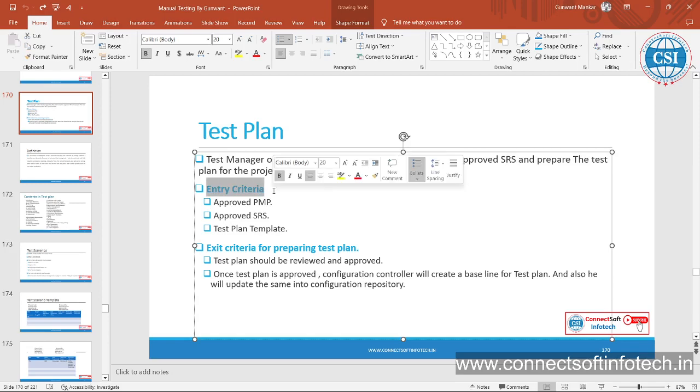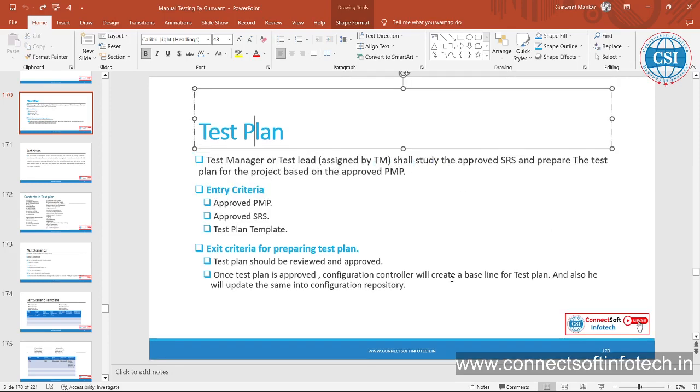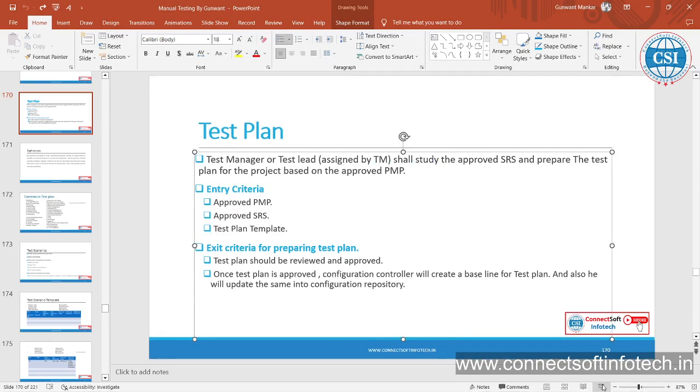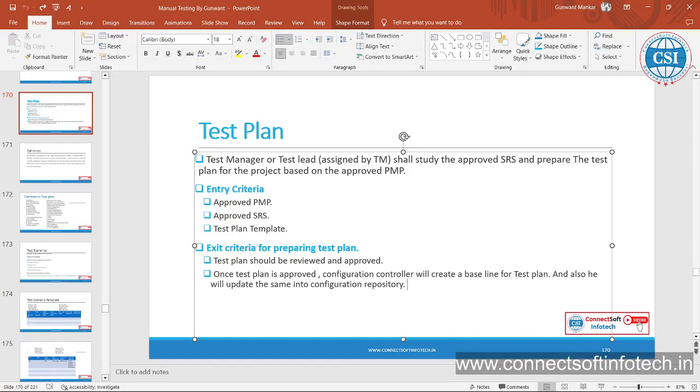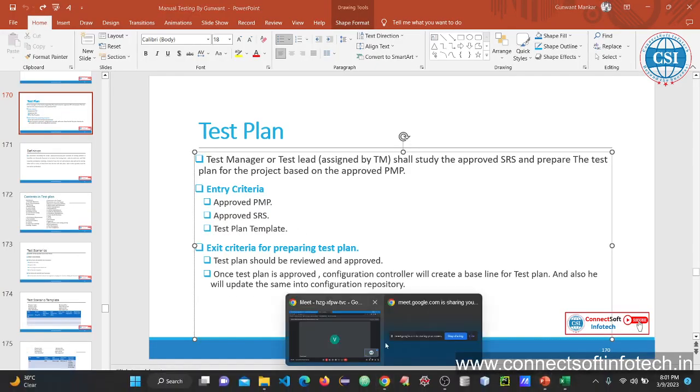Okay, so entry criteria is what? For preparing the test plan, what is the entry criteria? Okay, when you are going to enter to prepare the test plan, so that is the entry criteria. So उसके लिए हमको क्या होना चाहिए? अप्रूव्ड पीएमपी. ओके, सो यहाँ पे पीएमपी का अप्रूवल होना चाहिए. प्रोजेक्ट मैनेजमेंट प्लान अप्रूवल होना चाहिए, साइन ऑफ होना चाहिए, एसआरएस अप्रूव्ड होना चाहिए. दैट इज आल्सो वेरी इंपॉर्टेंट. ओके, अप्रूव्ड.